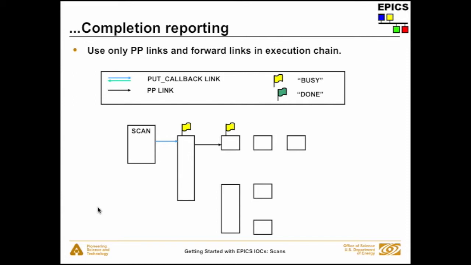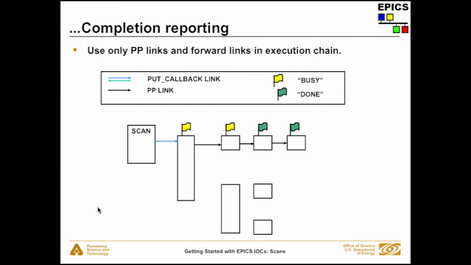First thing, scan record starts that guy executing. It does a PP link. It starts the next guy executing. So this is not really fair, right? I mean, the last record is done, and the first record isn't finished yet. I mean, it started earlier, but it doesn't get to finish until everybody is done.